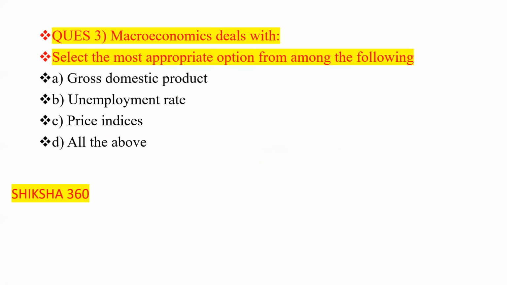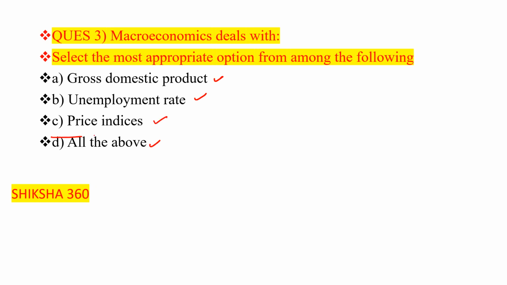Macroeconomics. You have to remember that there are 2 words, micro and macro. Here they are asking about macroeconomics. Macroeconomics deals with: one is gross domestic product, unemployment rate, price indices. Option number D is all the above. So macroeconomics deals with gross domestic product, employment, unemployment rate, price indices, all the above.